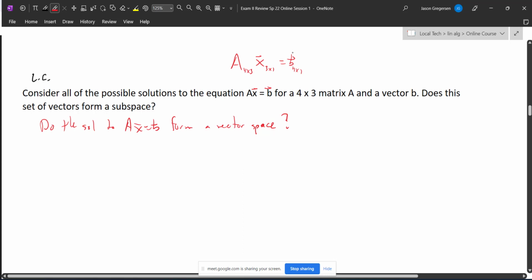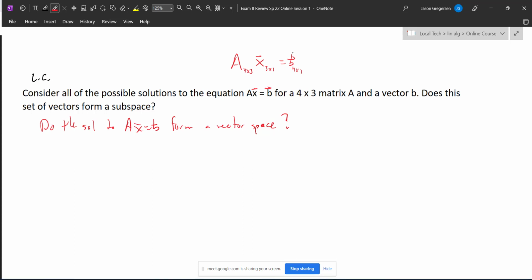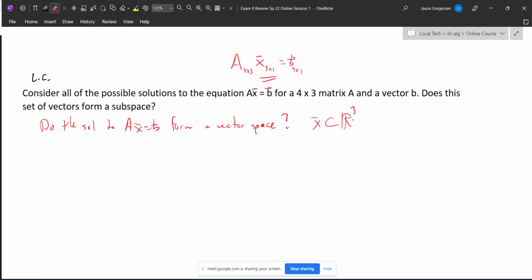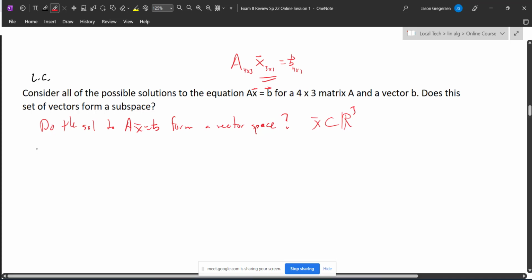All right, a couple quick answers in the chat there. So I'm thinking about the solutions to AX equals B, right? So my x vector is a 3 by 1 vector. So all of my vectors x will live in, there'll be a subspace of R3. All of my x's live in R3. So the subset that is just the solutions to the equation, the question is, does that subset form a vector space? And I have to check my 3 criteria.